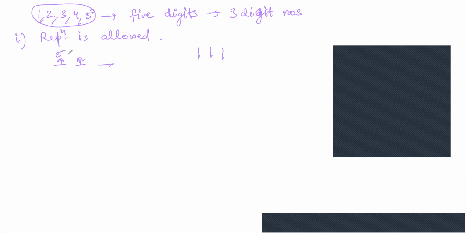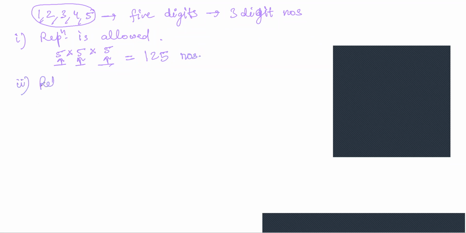At first place, you have 5 choices. Second place also, you got 5 choices. And third place also, you got 5 choices. Fundamental principle of multiplication will work here because all the choices are independent. Hence, the total 3-digit numbers that can be formed using these 5 digits are 5 cubed, 125 numbers.